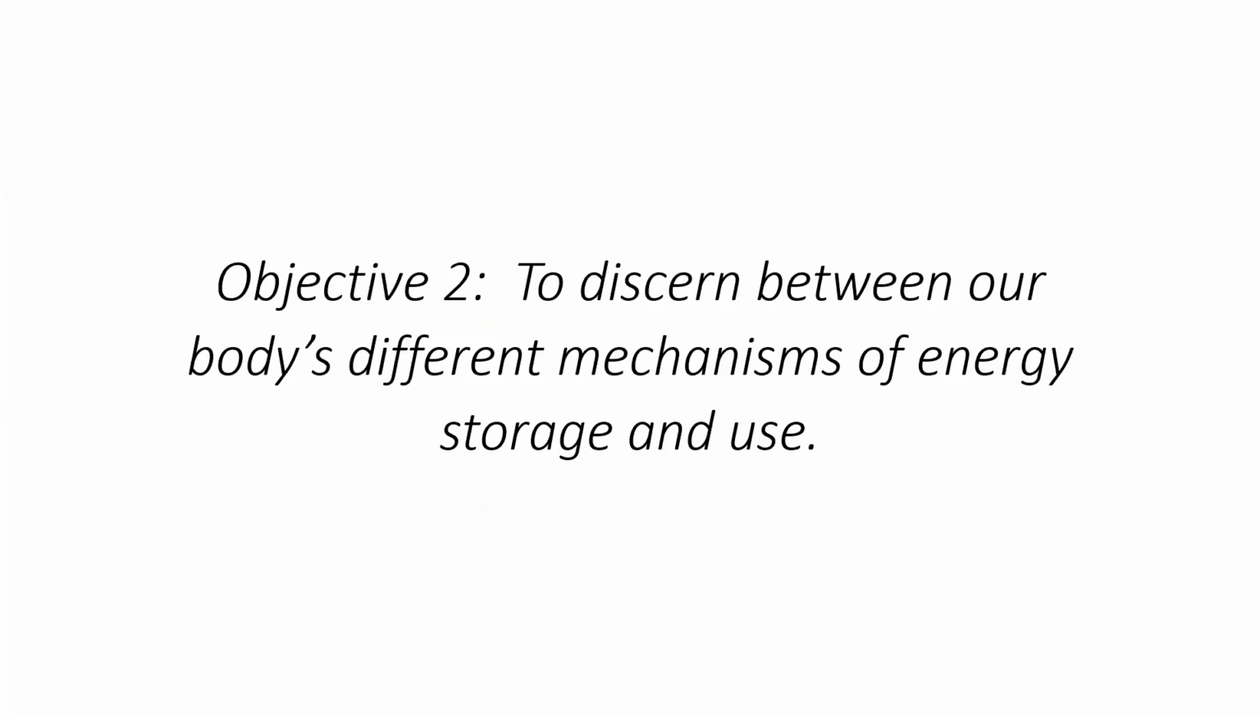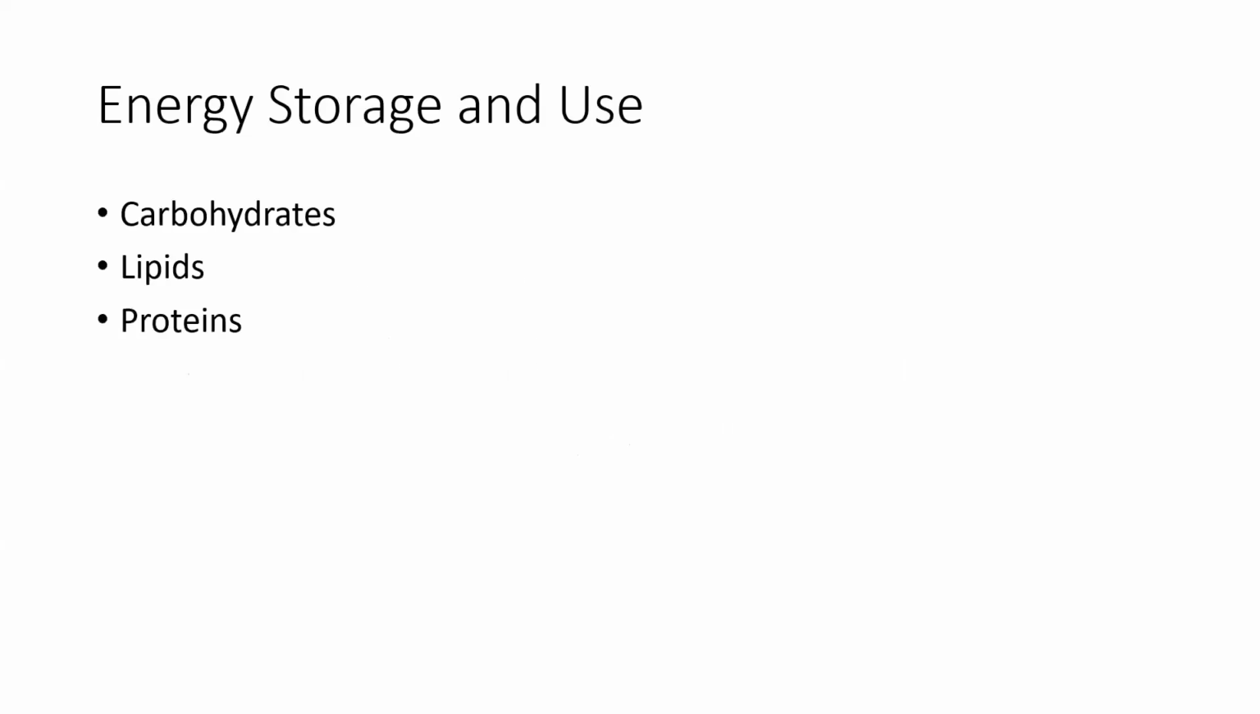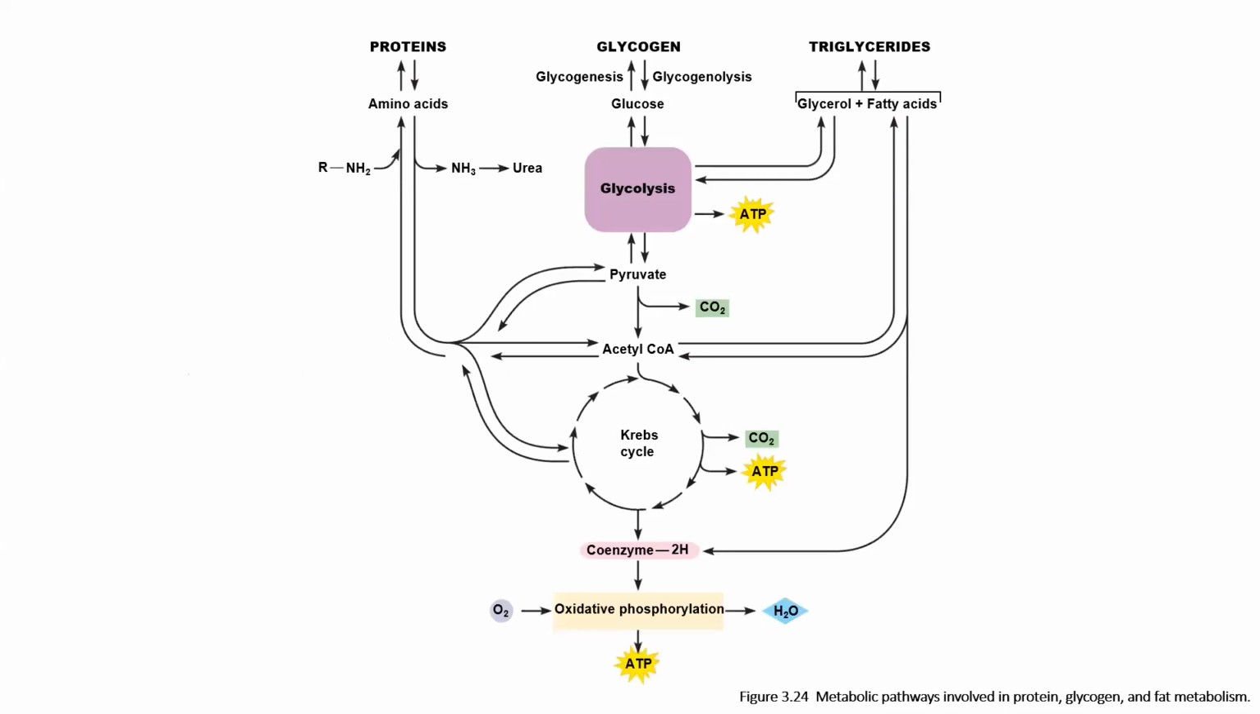Let's move on to our second objective here. This is to discern between our body's different mechanisms of energy storage and use. Essentially, what are some of the other biomolecules that we can harness energy from? We've talked a lot about glucose, but what are some other ways that we can use or store glucose in order to facilitate ATP production? We've got carbohydrates, lipids, and proteins, and we'll talk about them individually.